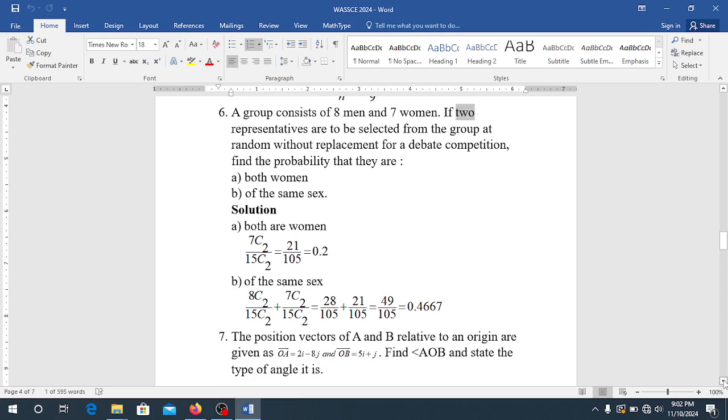Now, B, they are of the same sex, so the 2 are picked from men and or the 2 are picked from women. So 8 combination 2, all over 15 combination 2, plus 7 combination 2, all over 15 combination 2. If I simplify this, I'll get 28 over 105. If I simplify this, as you have seen already, it is 21 over 105. Add the numerators, since the denominators are the same, it will be 49 over 105. This is simplified to 0.4667.